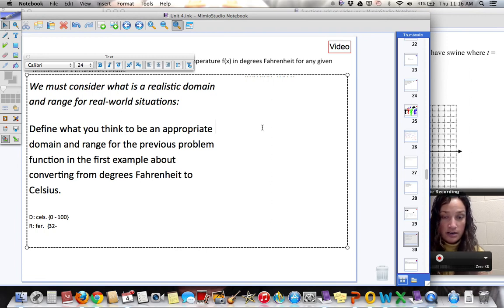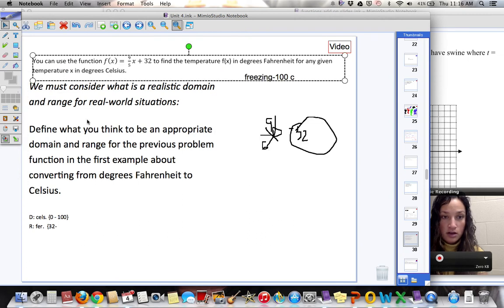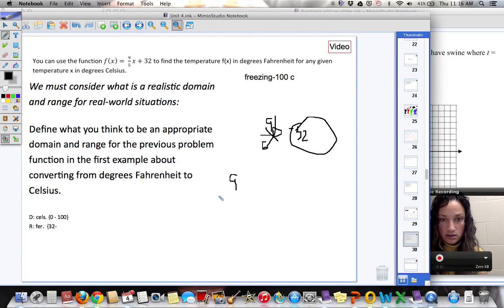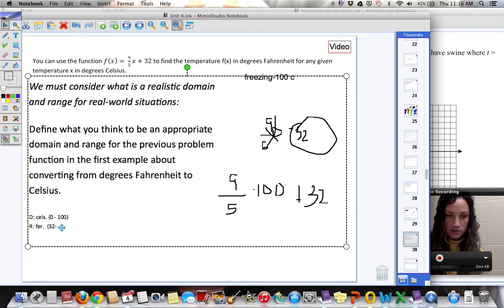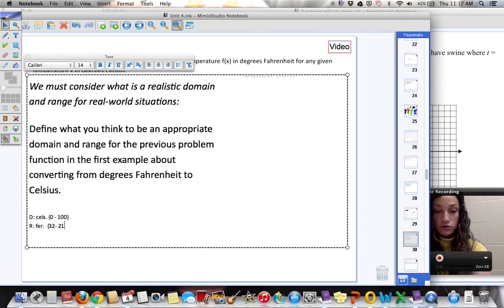Now I have to do the same thing and go all the way up. I'm going to plug this 100 in for that X to figure out what it is. So it's going to be 9/5 times that 100, plus 32. Plugging it into that equation to figure it out. 9 times 100 is 900. 900 divided by 5 is 180. 180 plus 32 is 212. So what it goes up to is 212.